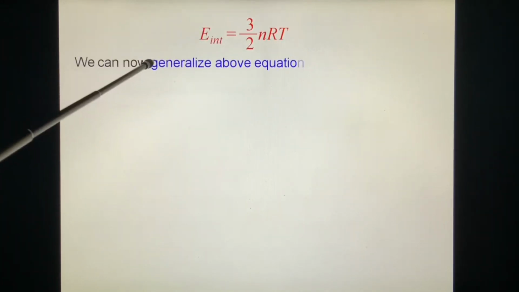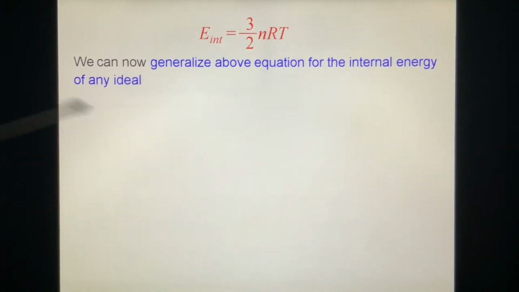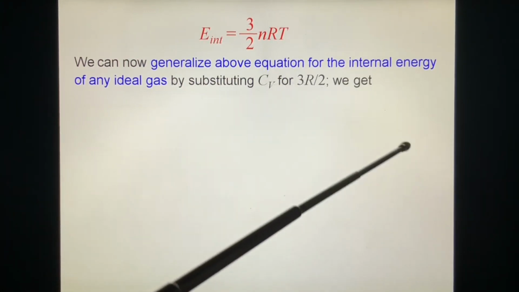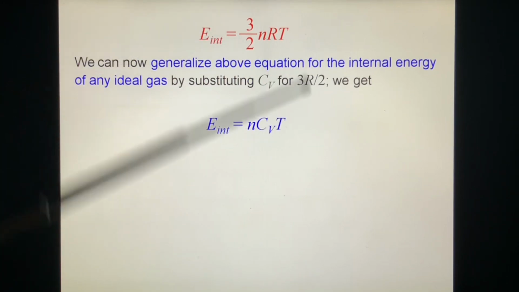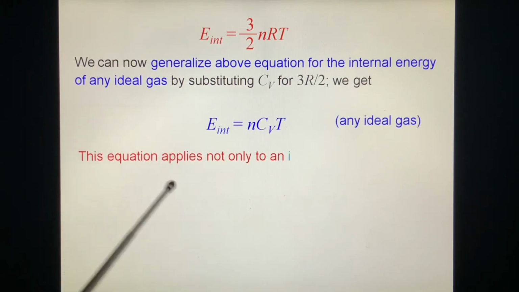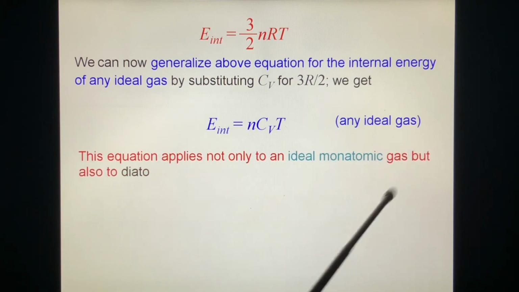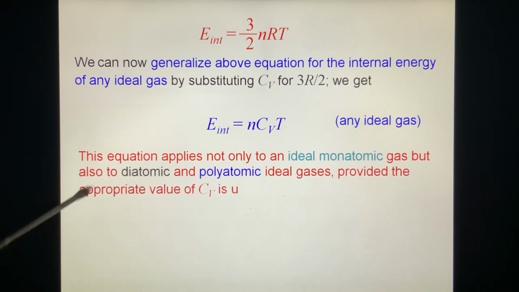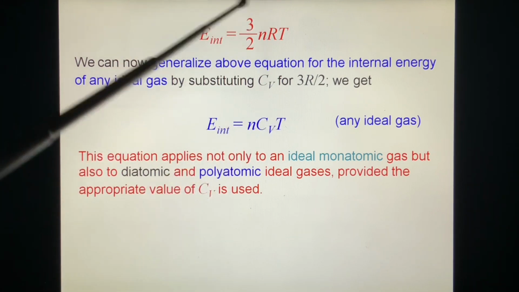We now generalize the above equation for the internal energy of any ideal gas by substituting C_V for 3R over 2. Then we get E internal equal to n C_V T. This is generalized for any ideal gas. This equation applies not only to an ideal monatomic gas, but also to diatomic and polyatomic ideal gases, provided the appropriate value of C_V is used. C_V for diatomic is one value, for polyatomic it is another value, different from 3/2 R.